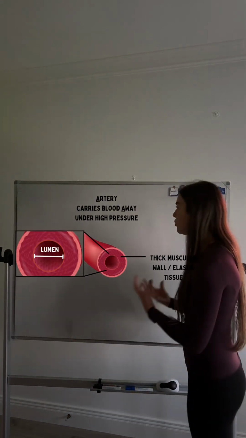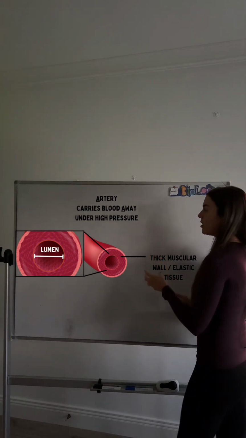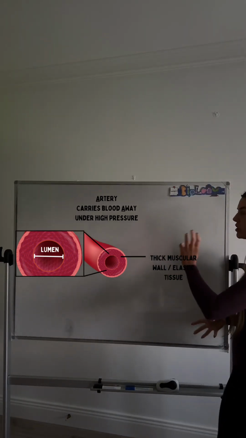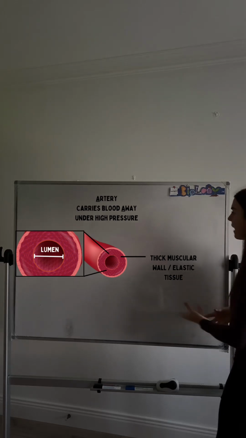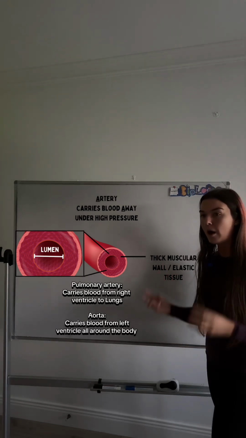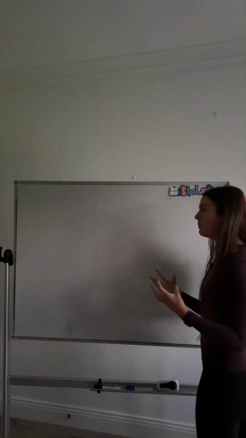So if we start off with arteries, arteries are under the greatest amount of pressure because they are carrying blood from the bottom chambers of the heart, called the ventricles, away from the heart. We have our pulmonary artery, which is going to carry blood to the lungs, and then we have the aorta, which is going to carry the blood all around the body. So arteries are under the greatest pressure of all of the three blood vessels.